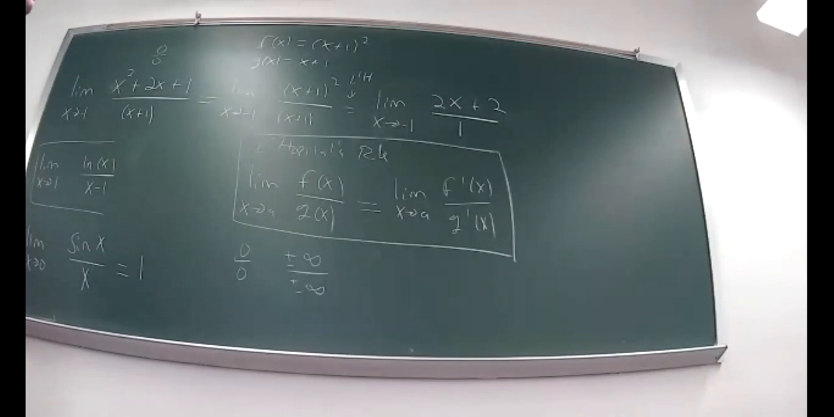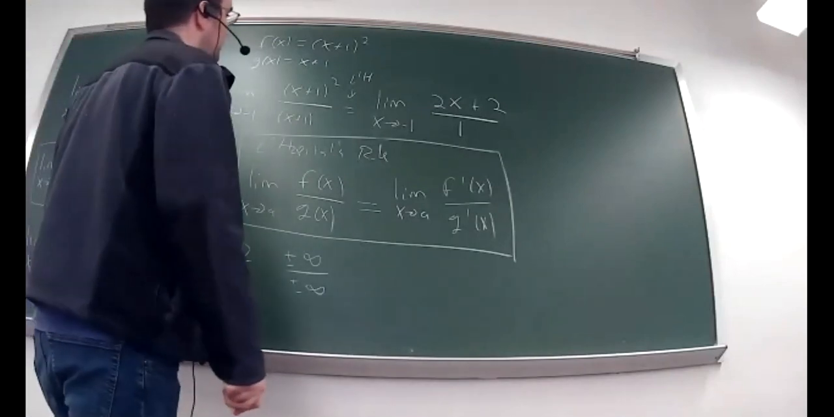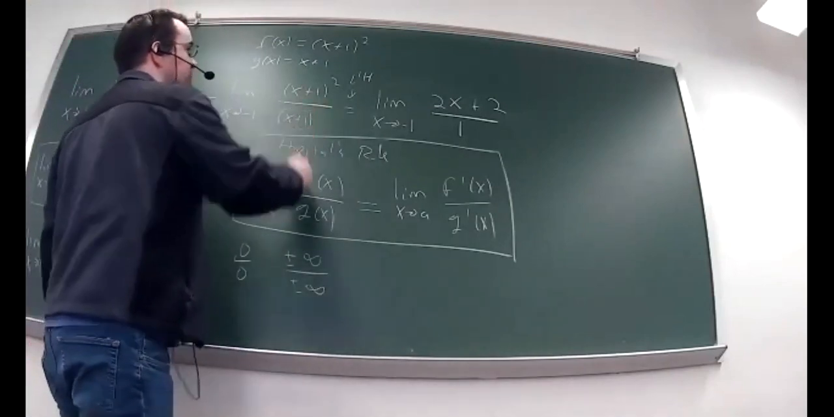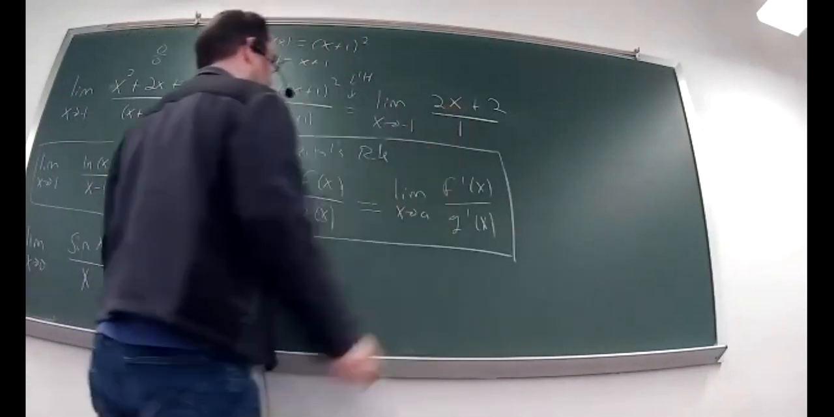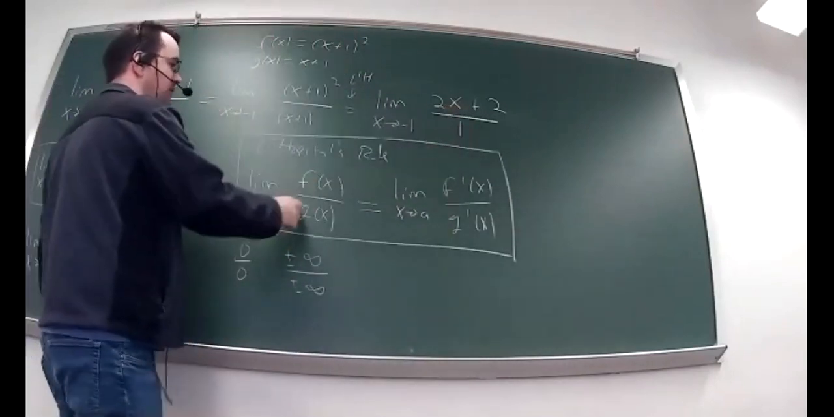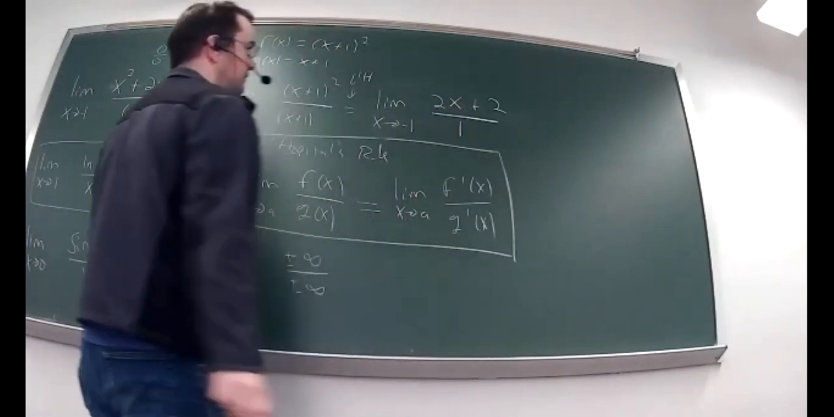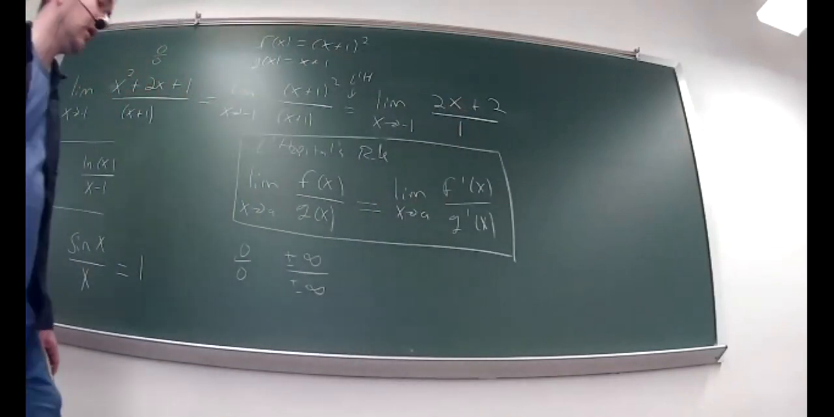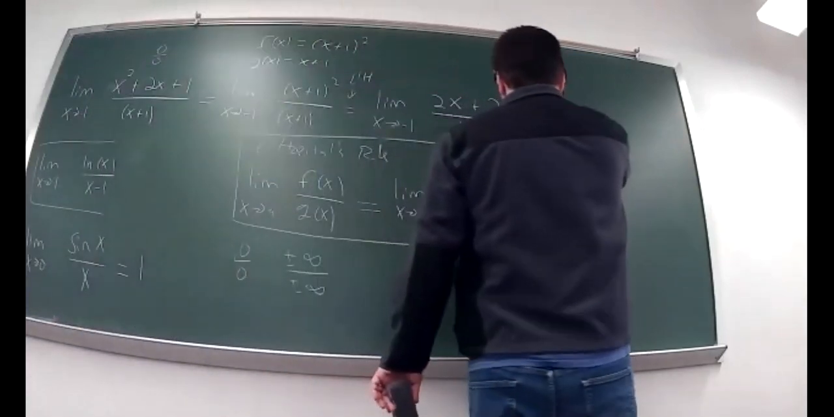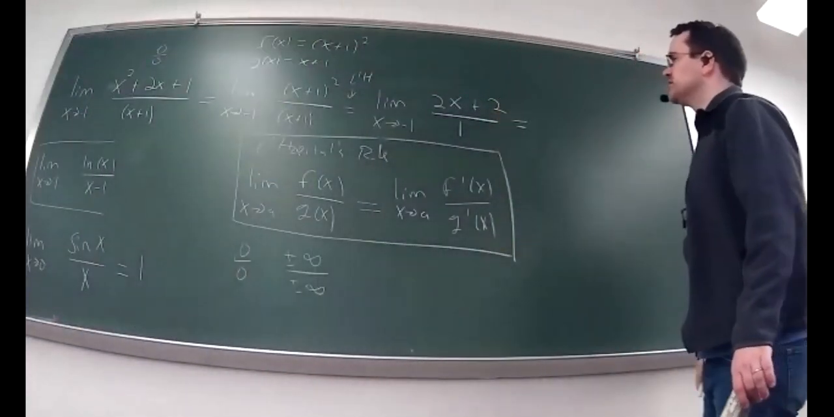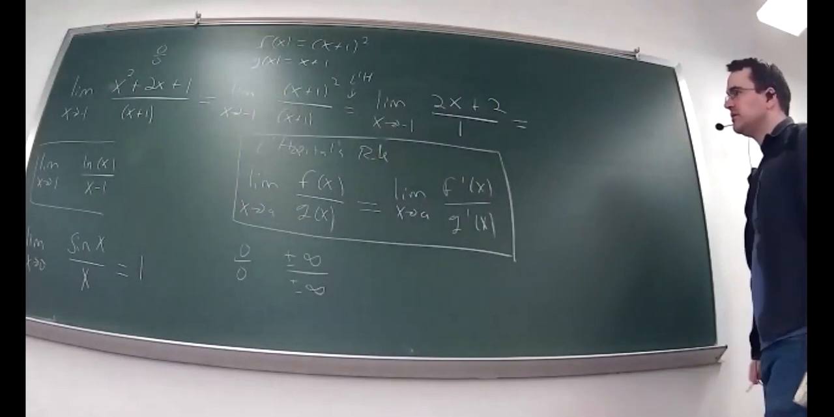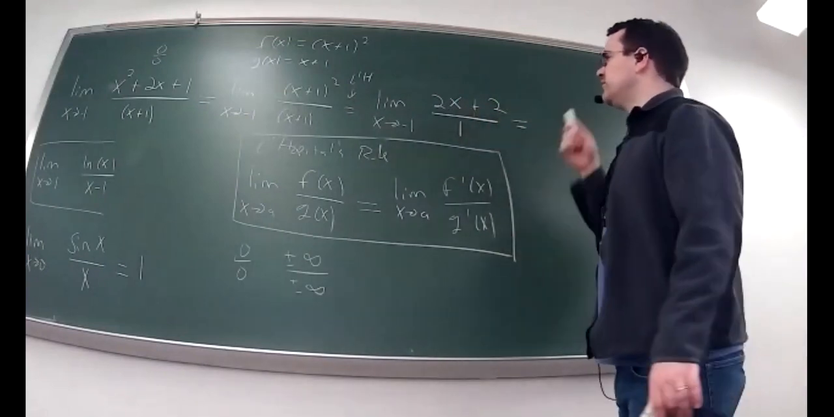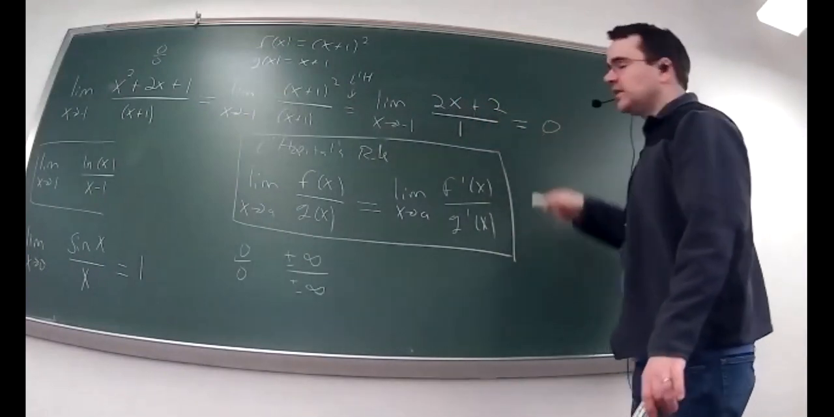And the statement of L'Hopital's rule says, because I had an indeterminate form, the limit of this ratio is the same as the limit of that ratio. So the limit of f over g is the same as the limit of their derivatives. But this one, there's no problem just plugging in. So I can just do direct substitution here to get 2 times negative 1 plus 2, equal to 0.